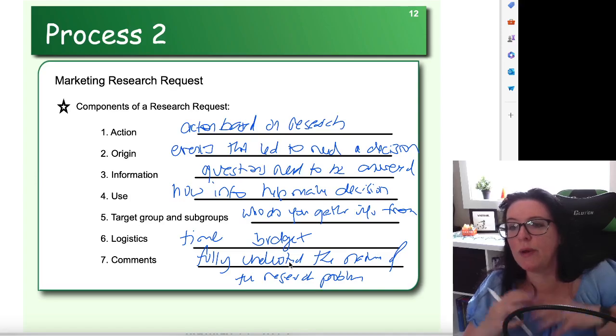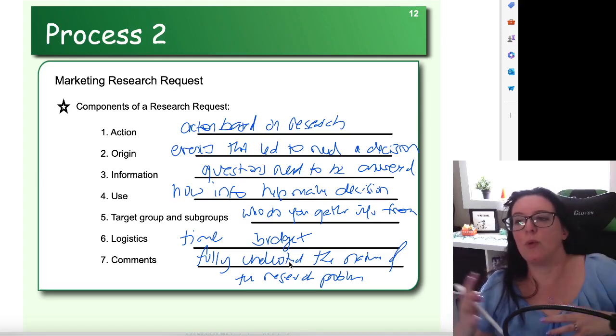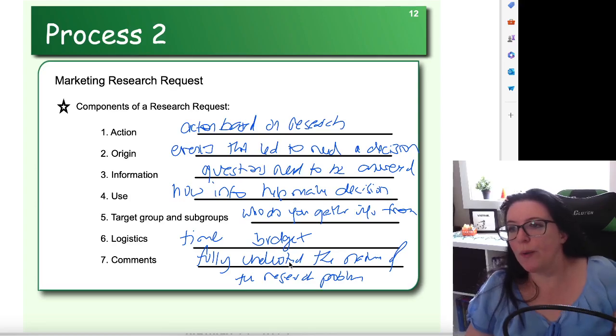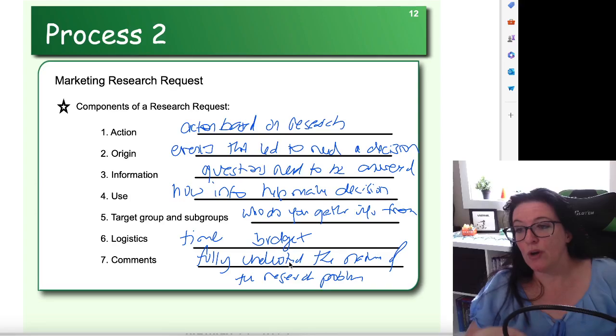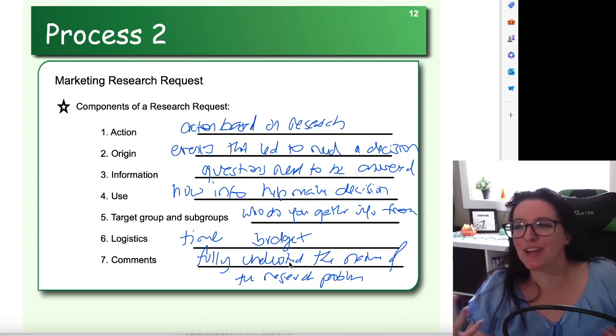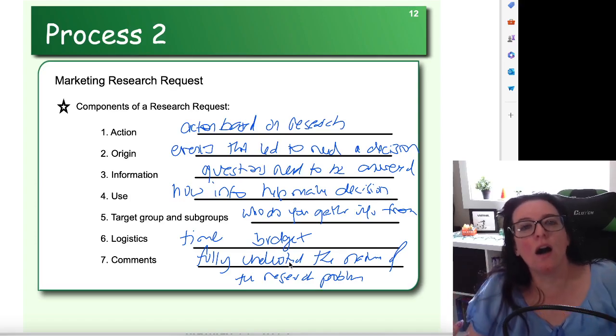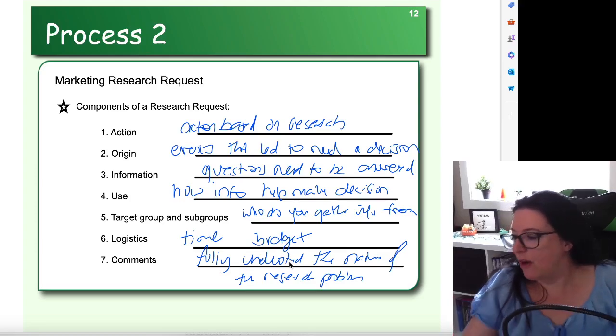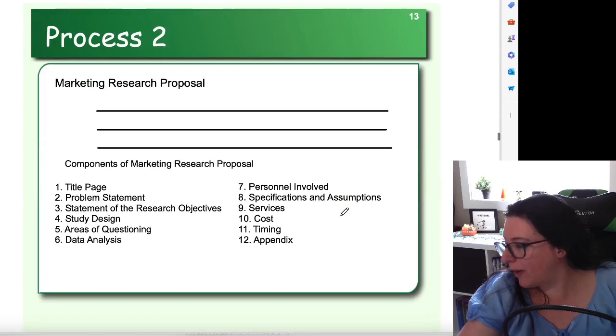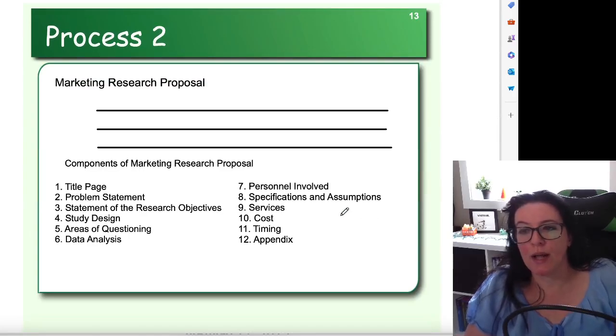So internally, we would create a document that would lay out what we are planning to do, how long it will take, who's involved, and ultimately what's the value added to the organization, so we can get approval for creation of the research project. But the research request isn't the nitty-gritty details of the research itself. For that, we need to create a research proposal. And so in our next video, we'll create a research proposal.